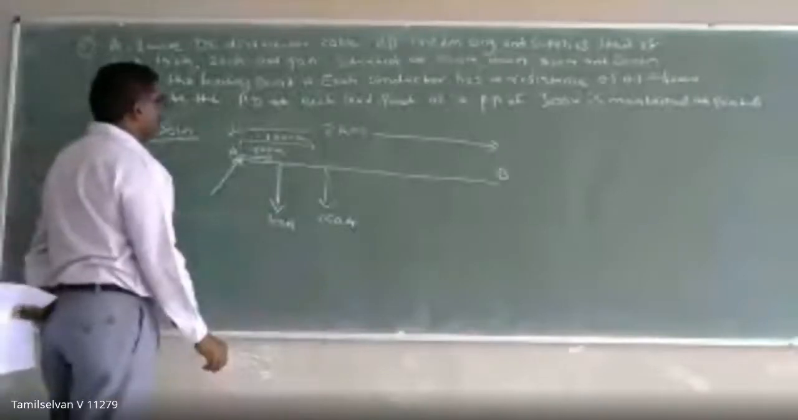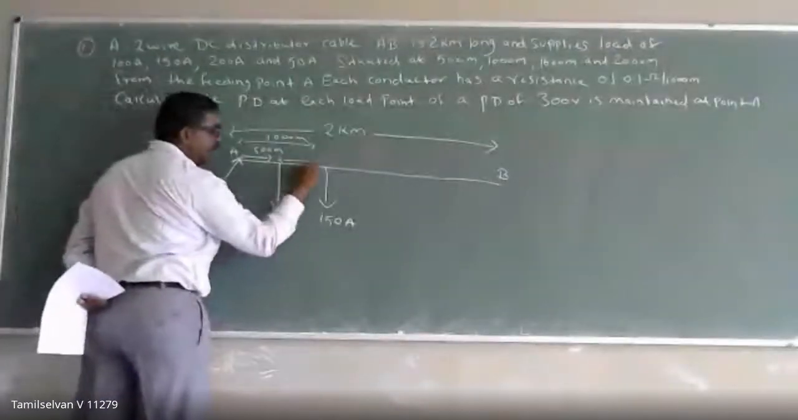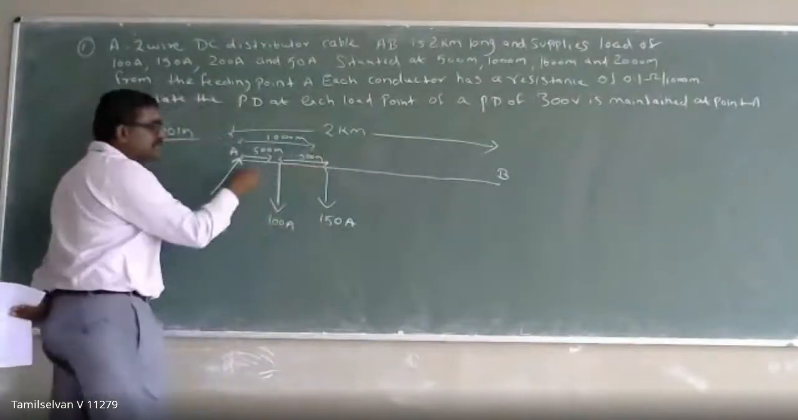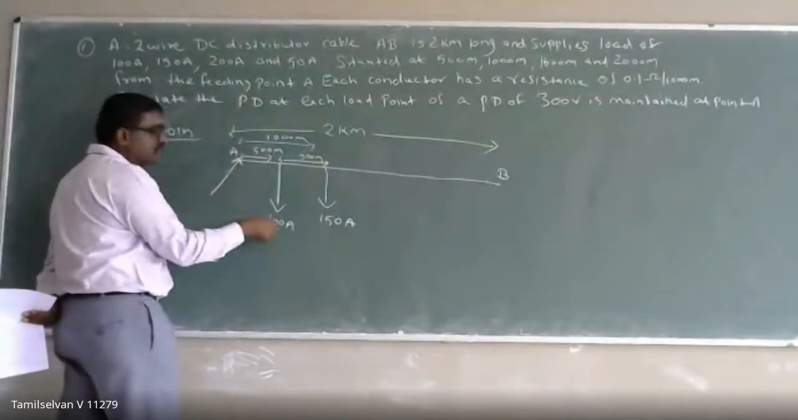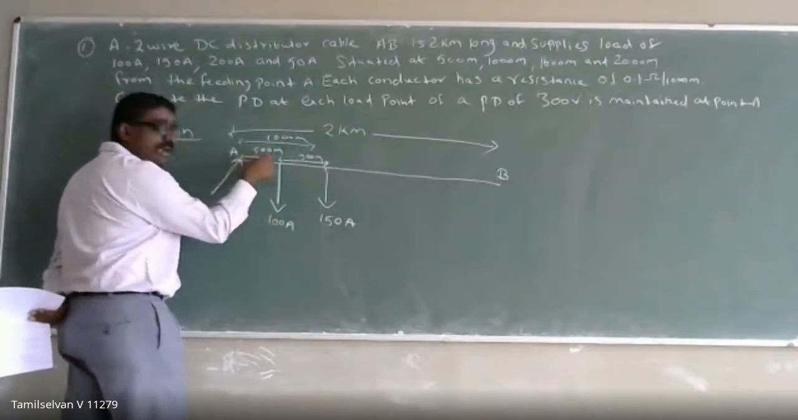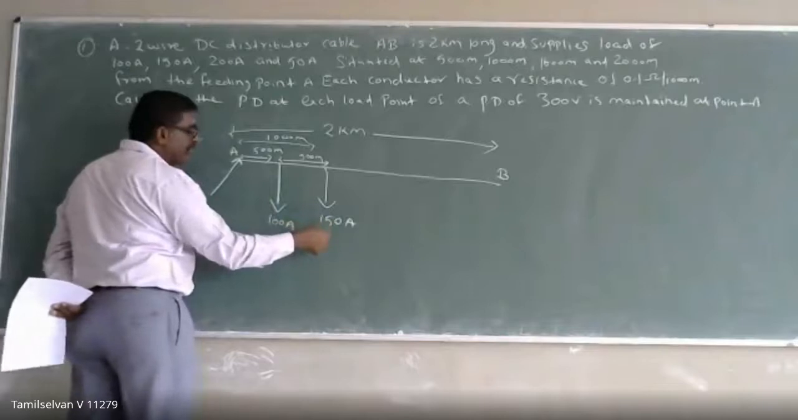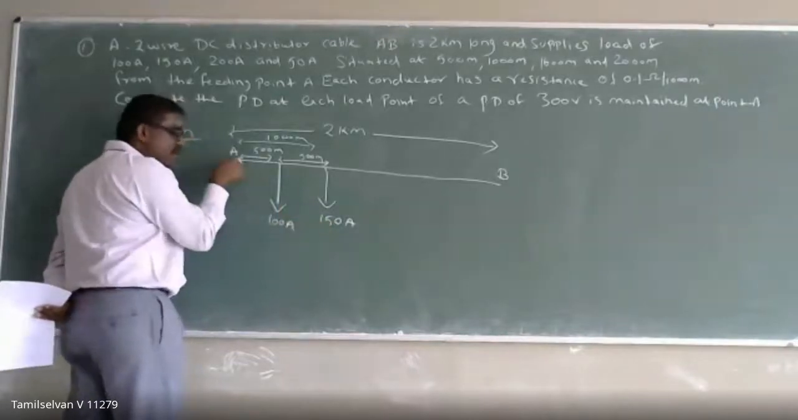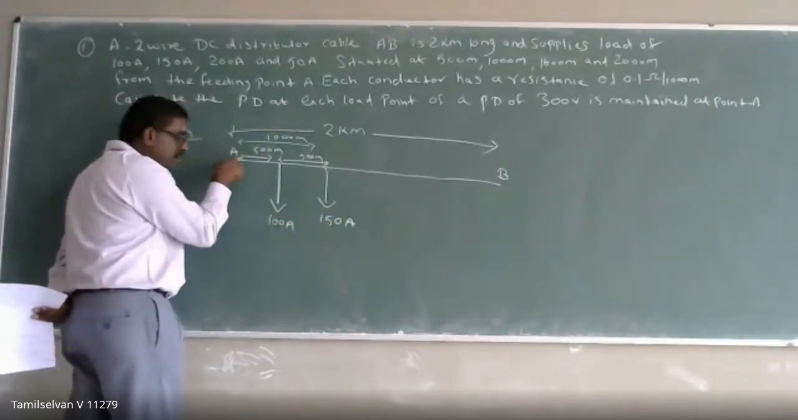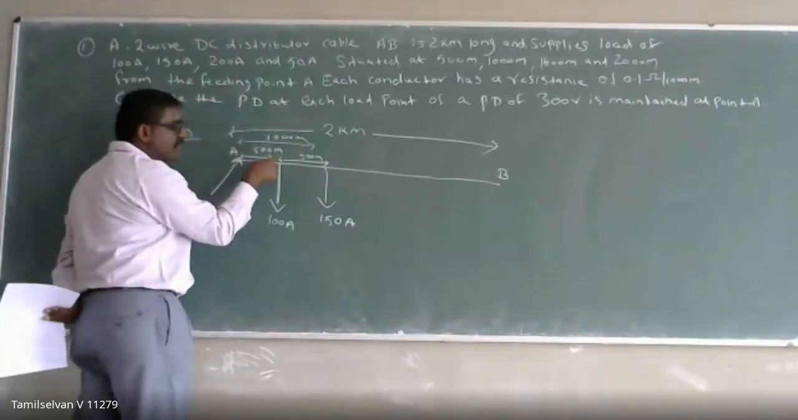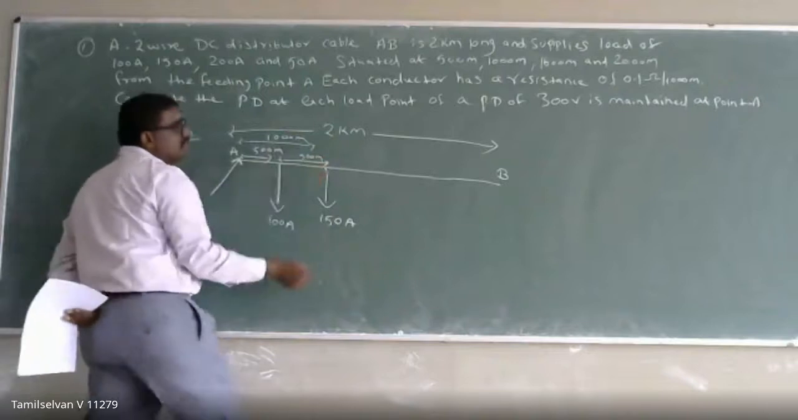Okay. Next, this distance is going to be 500 meters. Because remember, the 100 ampere load is at a distance of 500 meters from A. It means the 150 ampere load is connected from the feeding point A at a distance of 1000 meters. It is already 500 over and the next is going to appear 500.